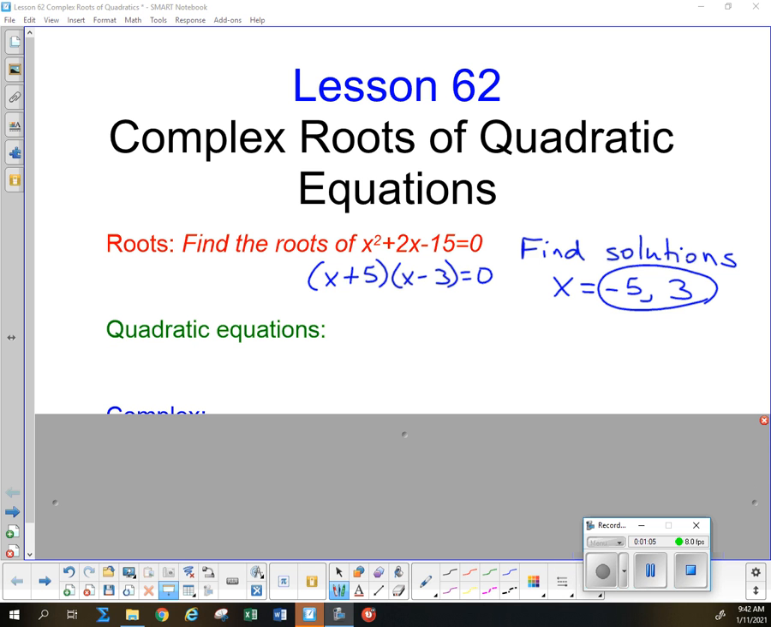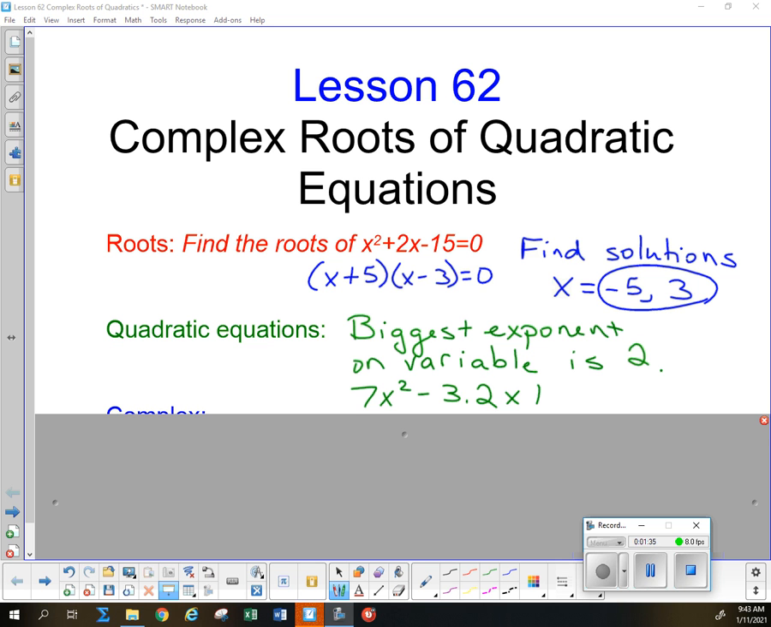Next, quadratic equations means our biggest exponent on the variable is 2. So we've got, like we had in that first example, x squared plus 2x minus 15 equals 0. We might have 7x squared minus 3.2x plus 12 equals 0. Anything with the biggest exponent being a 2.